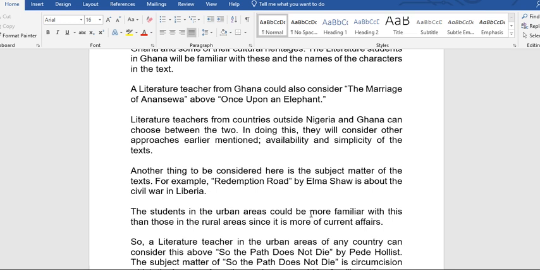Literature teachers from countries outside Nigeria and Ghana can choose between the two. In doing this, they will consider other approaches earlier mentioned, availability and simplicity of the text. Another thing to be considered here is the subject matter of the text. For example, Redemption Road by Emma Shaw is about the Civil War in Liberia. The students in the urban areas could be more familiar with this than those in the rural areas, since it is more of current affairs.